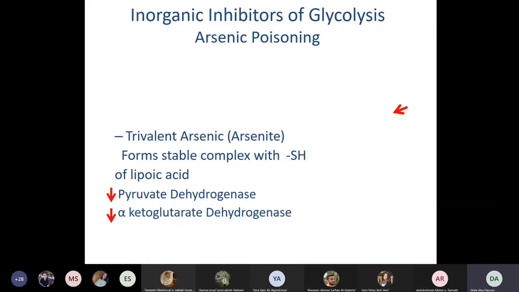There would also be inactivation of alpha ketoglutarate dehydrogenase, which is an enzyme in the Krebs cycle. So this would again result in interference with the production of energy by the Krebs cycle and by the electron transport chain later on. These are from exogenous sources and they would result in neurological disturbances and end up with death, depending of course on the amount the person is exposed to and the duration.